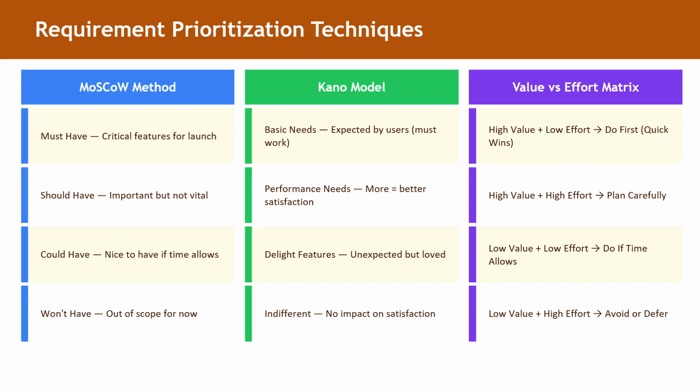Third is value versus effort matrix. This helps in decision making. High value plus low effort is a quick win. High value plus high effort needs strategic planning. Low value plus high effort, avoid. So prioritization ensures maximum business value with optimal effort.